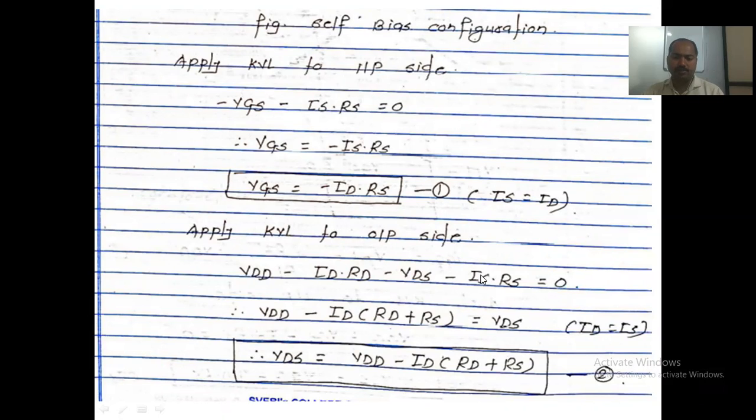We know that IS is nothing but ID. We have already seen that. So wherever IS is coming, we write it as ID. So here VDD minus of ID into RD minus of VDS minus ID into RS. It should be considered ID into RS.